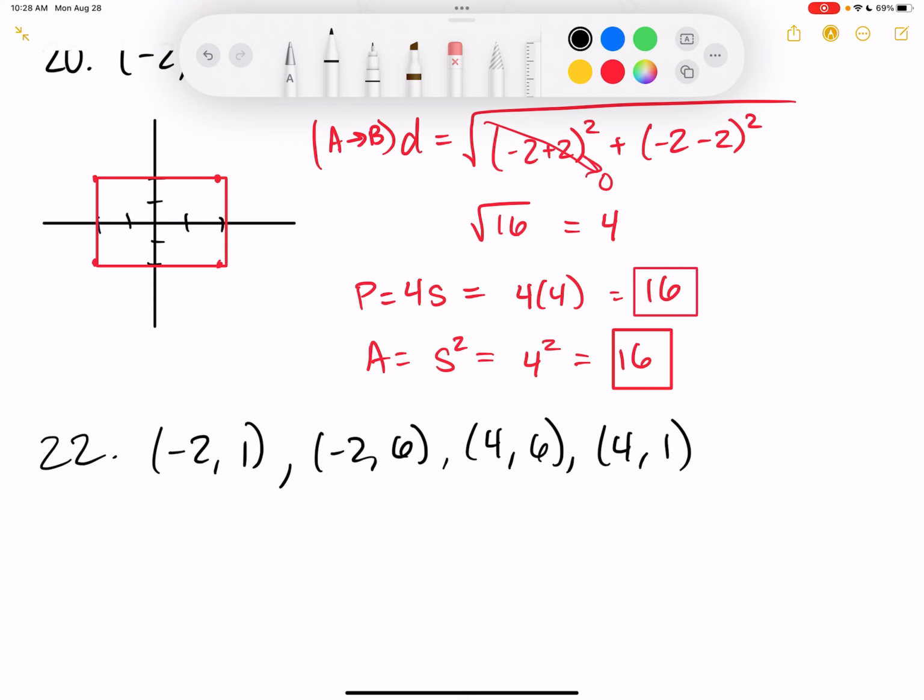Any initial impressions on what shape this is? Rectangle. I like rectangles. All right, so A, B, C, D.